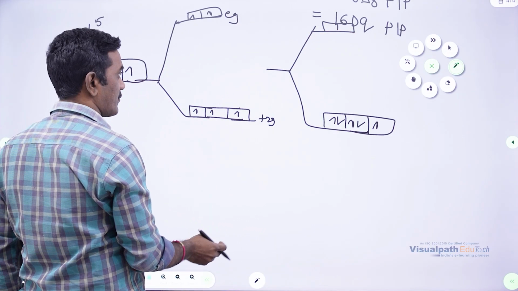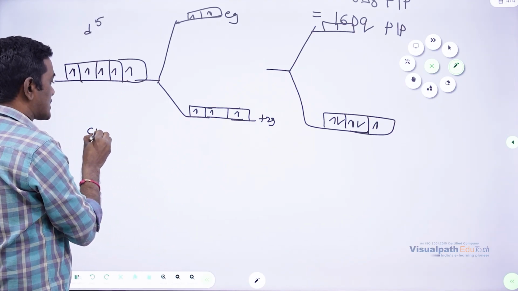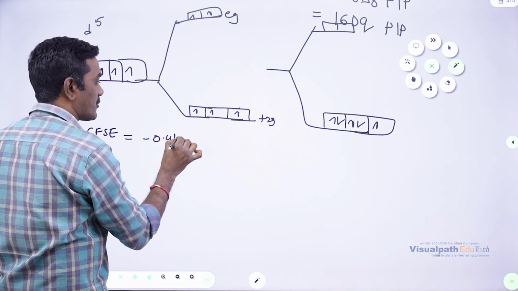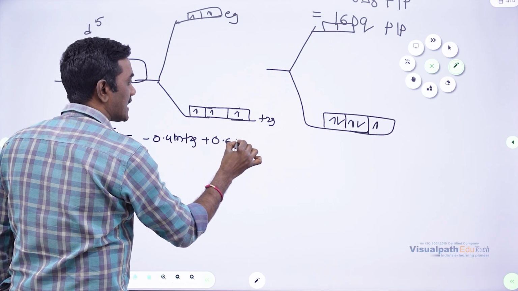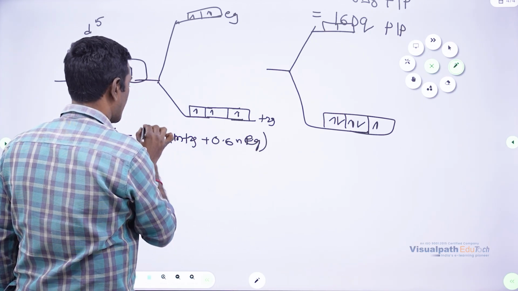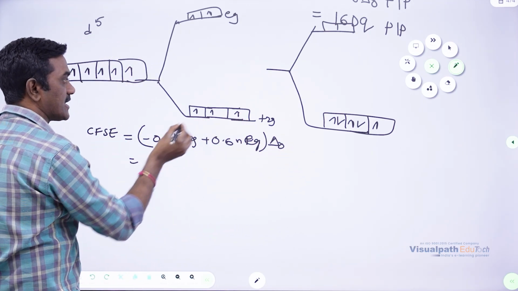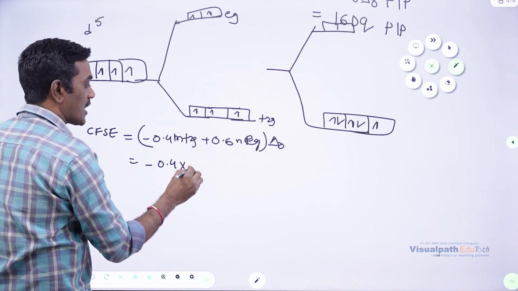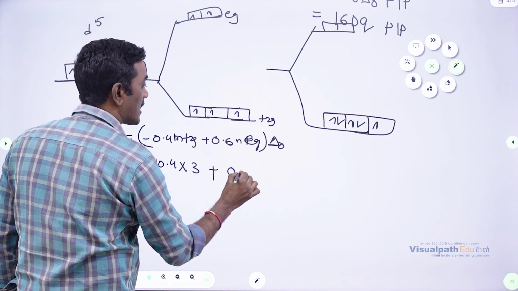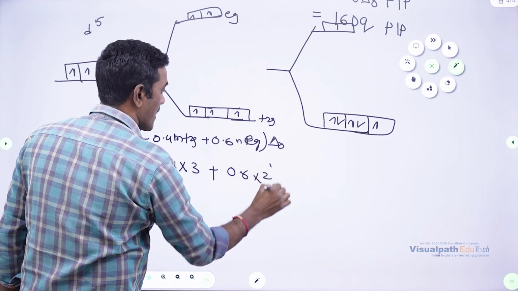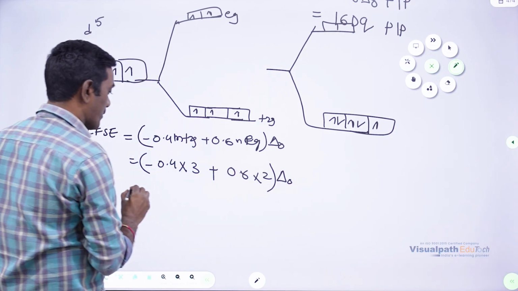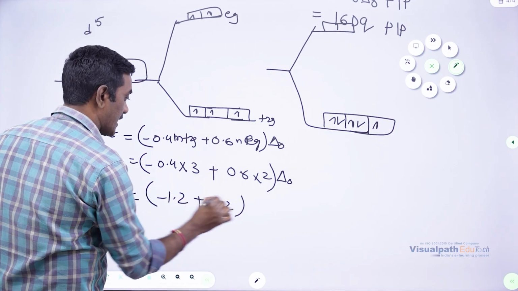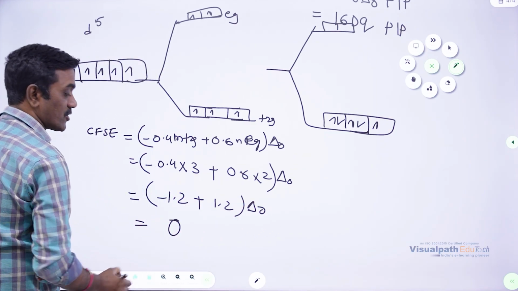Now CFSE calculation. How to calculate CFSE? Minus 0.4 m t2g plus 0.6 n eg delta naught. So let us see how many electrons are there: t2g 3 electrons, and eg 2 electrons. Minus 0.4 into 3 plus 0.6 into 2, total is going to be delta naught. There is no pairing energy concept here. Minus 1.2 plus 1.2 delta naught. Very important: CFSE is going to be 0.